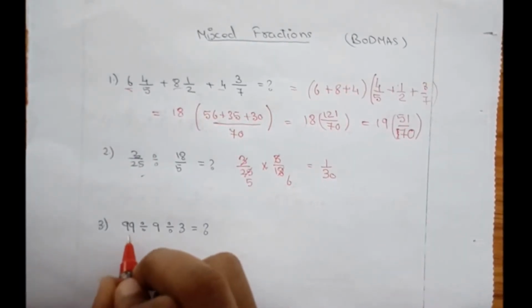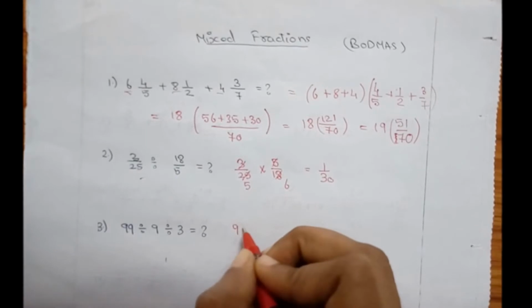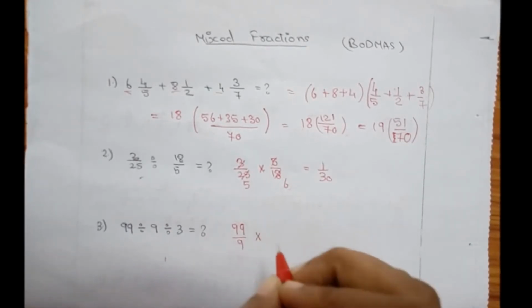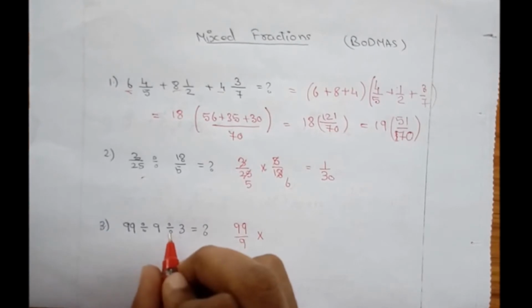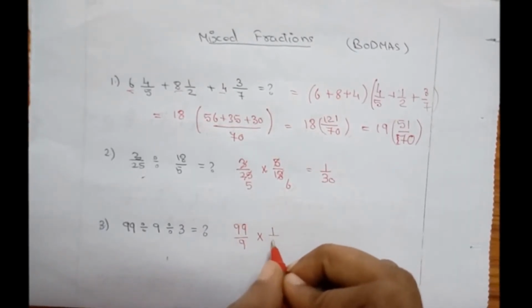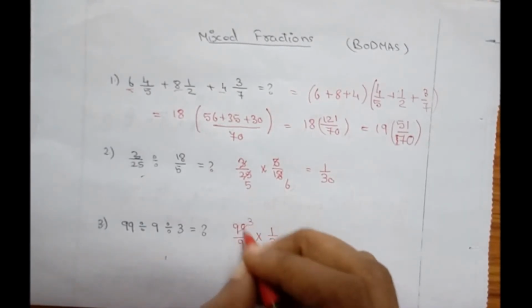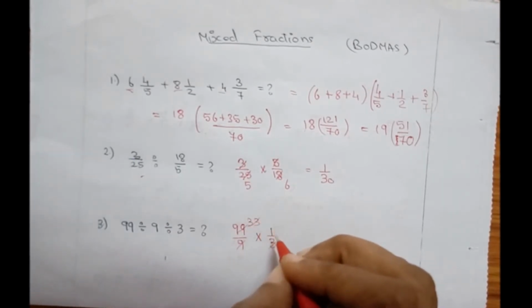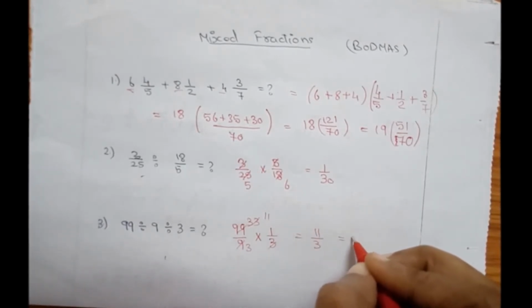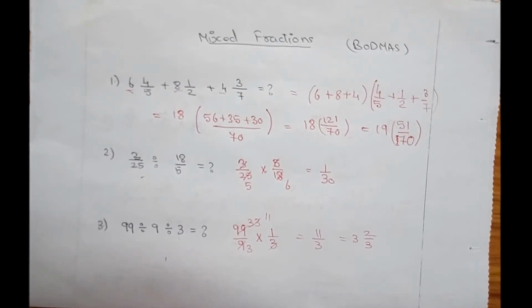Okay, see here, 99 divided by 9 divided by 3 I have. Okay, so for the first part I'm going to take it like this, 99 by 9, and for the second division part I'm going to write it like this, into. When I change the division part into multiplication, the next number over it will become a reciprocal. So I'm going to write 3 as 1 by 3. So after crossing it, I will get 11 by 3. So I can write it like this, 3 2 by 3 in the mixed fractions method also. So now let's move on to the next sum.